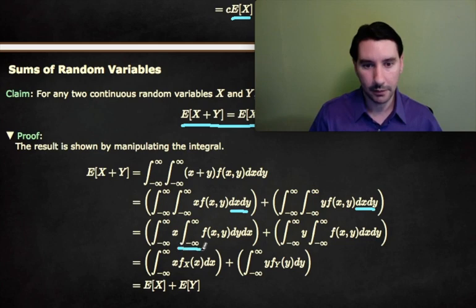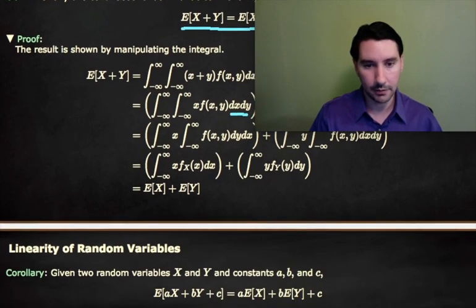And the integral from negative infinity to infinity of f of x, y dy, that integrates out the y, and that leaves us with the PDF of x. And this integral from negative infinity to infinity of f of x, y dx integrates out the x and leaves us with the PDF of y. So we get the integral from negative infinity to infinity of x times f of x dx plus the integral from negative infinity to infinity of y times f of y dy, which is E of X and this is E of Y. So we get E of X plus E of Y.